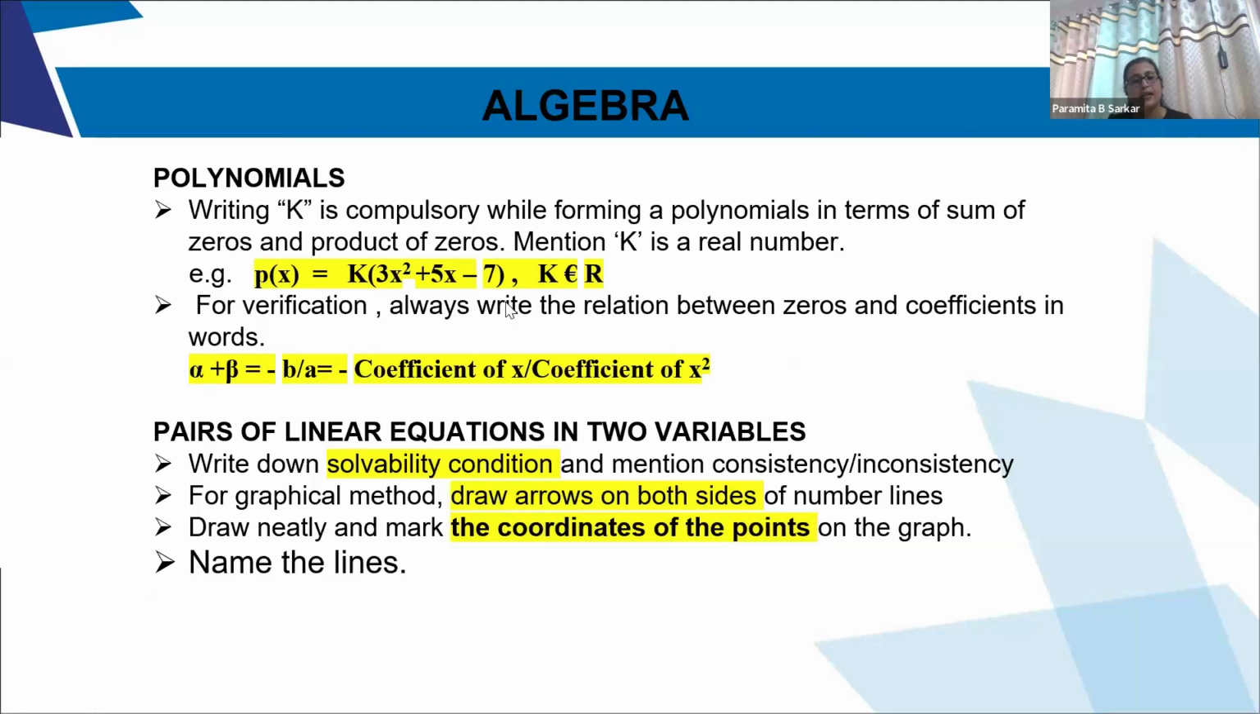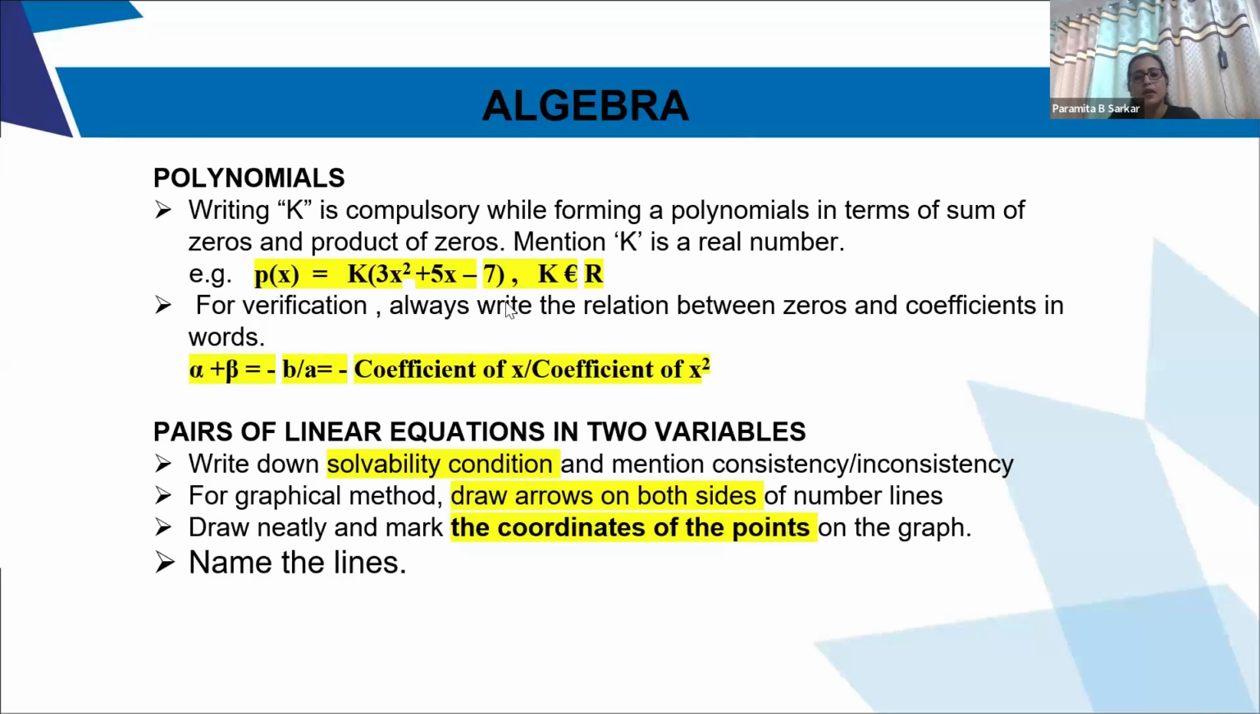All are the same. Now, when you are writing a polynomial in terms of its zeros, do not forget to write down the k value. What is k? k is a constant and k belongs to real numbers. If you don't write that k and k belongs to real numbers, half a mark will be deducted from this type of question. So kindly do not donate marks. Please write down k along with what kind of number it is. It is a real number.